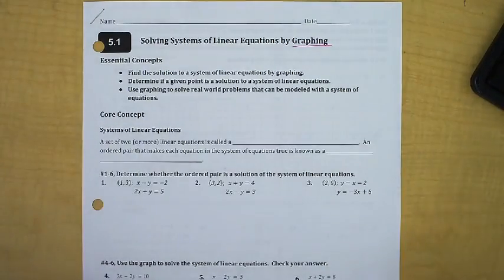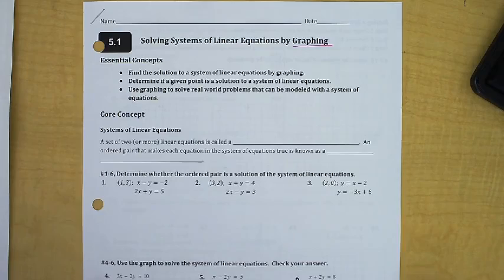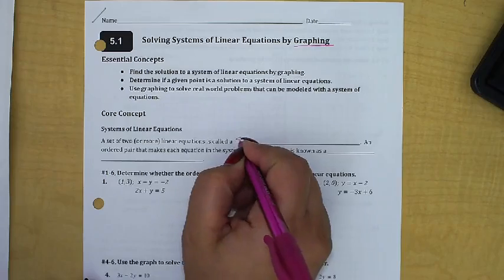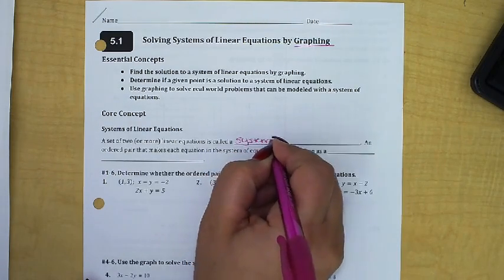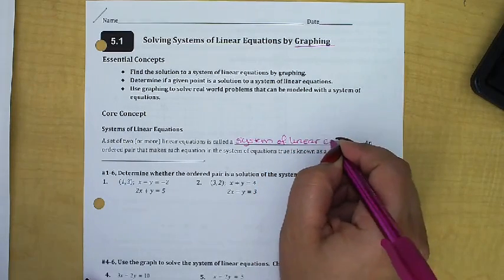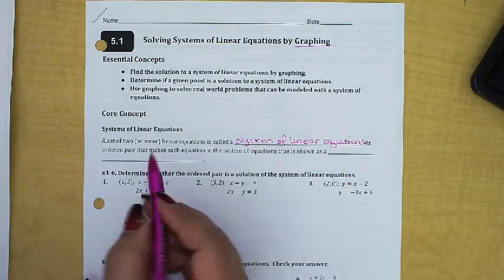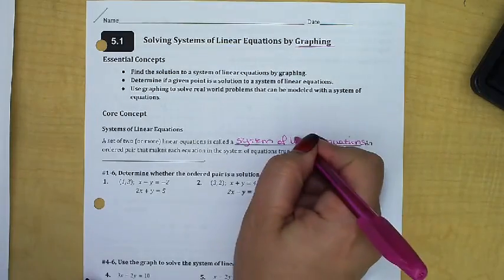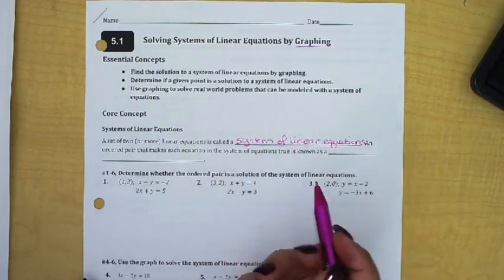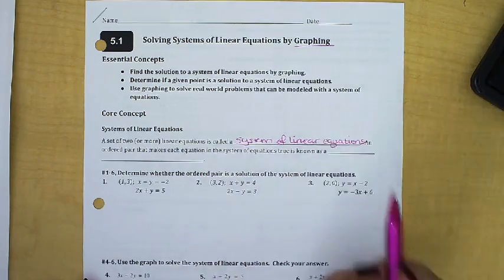Okay, so let's go through and really quickly define, first of all, some of this vocabulary before we get started. So a set of two or more linear equations is called a system of linear equations. And there's other systems. A system is any time you have more than one equation, but for our Algebra 1 purposes, we're going to focus on linear equations in particular. So that's what we're working with this year. Okay, so a set of two or more linear equations is what we call a system of linear equations.